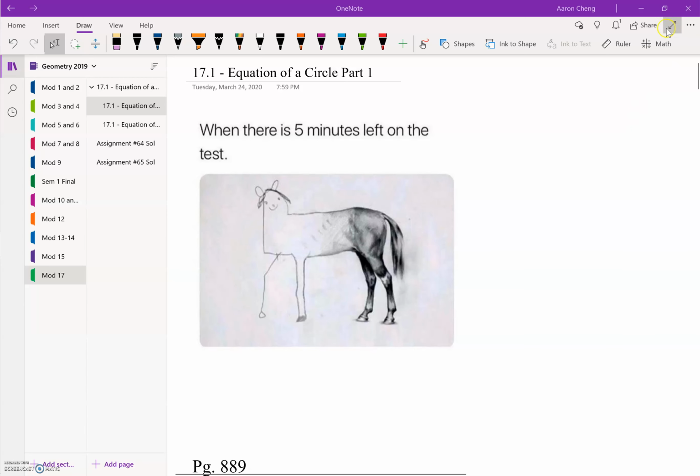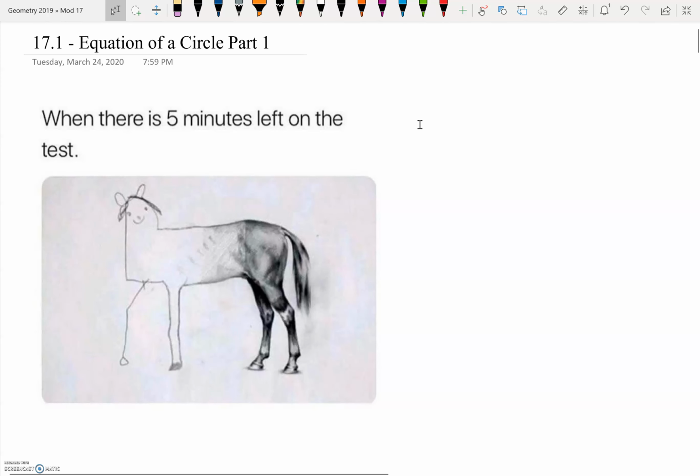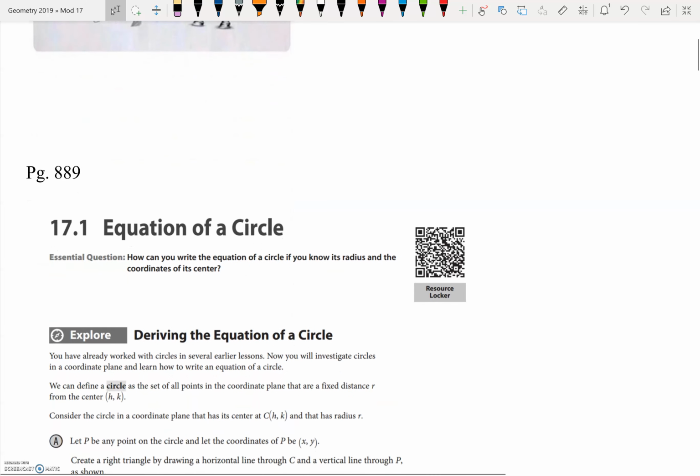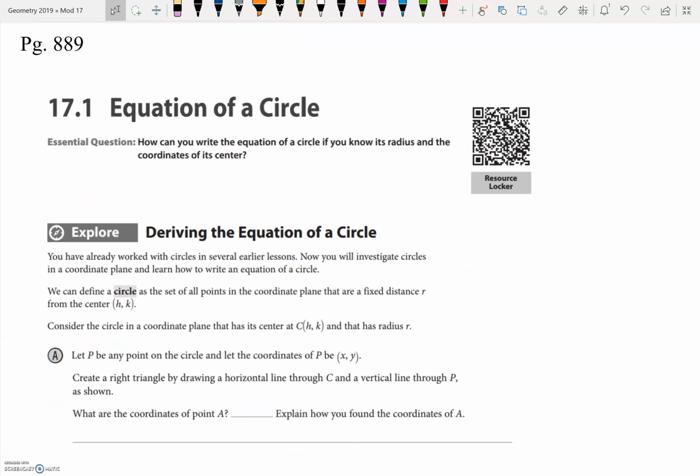Okay, so today we're going to do a little bit of a jump. We're going to go all the way to module 17, but we're only going to be doing one section in this module. So go to page 889, and we are going to be talking about the equation of a circle. So this is still related to us talking about circles. However, we're going to be talking about graphing these circles.